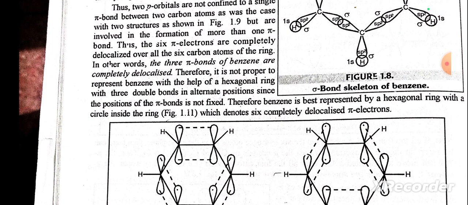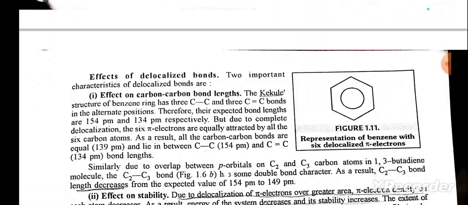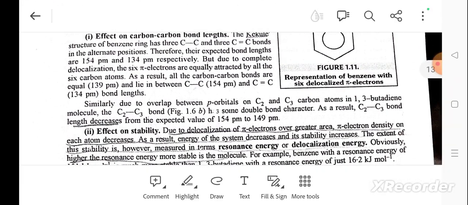But in the formation of more than one pi bond, the six pi electrons are completely delocalized over all these carbon atoms in the ring. In other words, the three pi bonds of benzene are completely delocalized, and therefore benzene is not represented with alternating double bonds, but with the hexagonal ring. Since the positions of the pi bonds are not fixed, benzene is best represented as a hexagonal ring with a circle inside the ring, which denotes the six completely delocalized pi electrons.